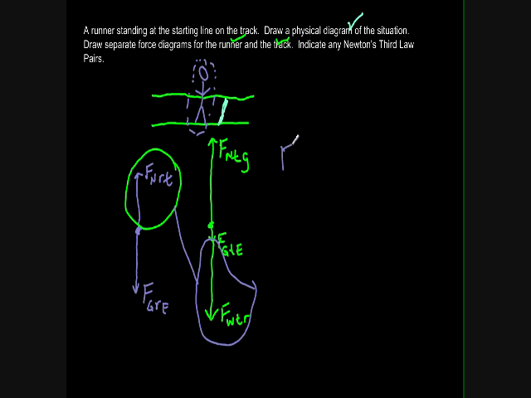So F_N on the runner by the track (F_N RT) and F_W on the track by the runner (F_W TR) are Newton's third law pair. So that's how we identify that. And you'll notice that this one is bigger downward.